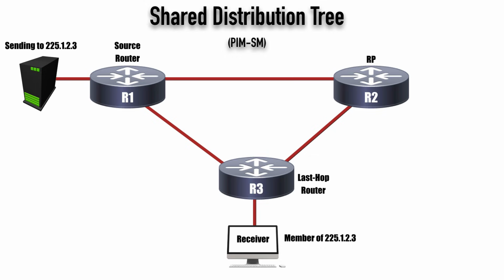So we ended up with an optimal path, and we did not have to do flooding and pruning, which could be really negative on a large network. That's the reason we say that PIM Sparse Mode is preferred over PIM Dense Mode.